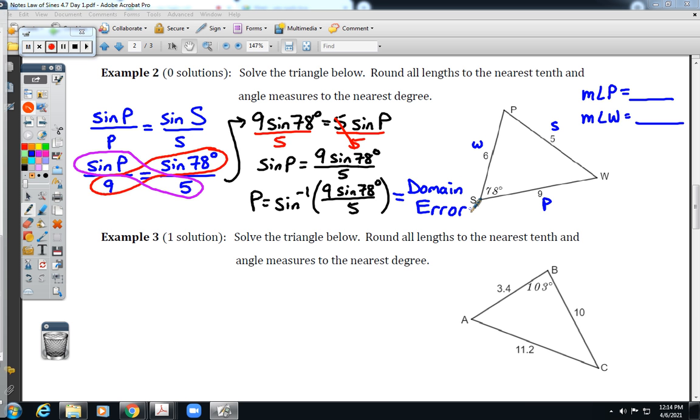And as soon as you see domain error, that's how you know that this has no solution. So you would simply go back over here and you would say, no solution. And that problem is considered solved because no such triangle exists.